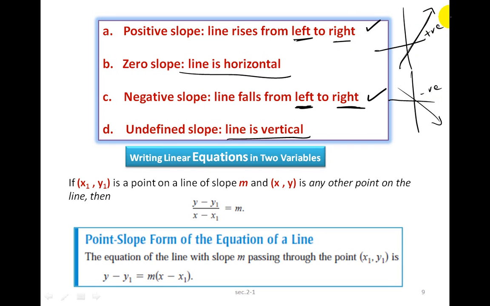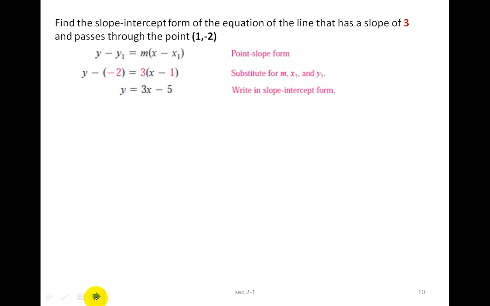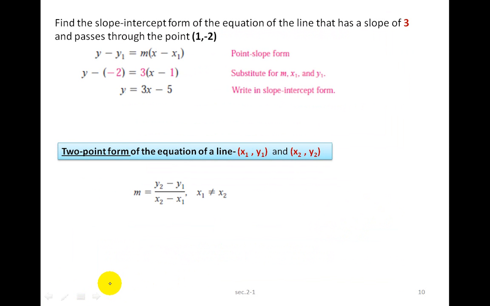Now we'll talk about another formula, which is the point slope form of the equation of a line. You'll have y minus y1 equals m into x minus x1. This is also another optional formula for linear graphs. Okay. Based on the formula that we took, now we have a question. Find the slope intercept form of the equation of a line that has a slope of 3 and passes through the point 1, minus 2.